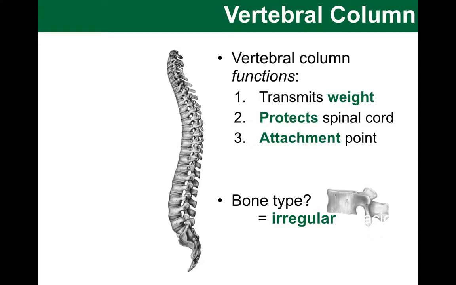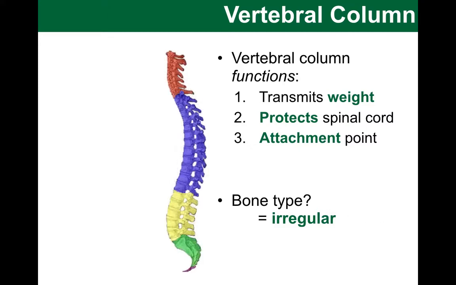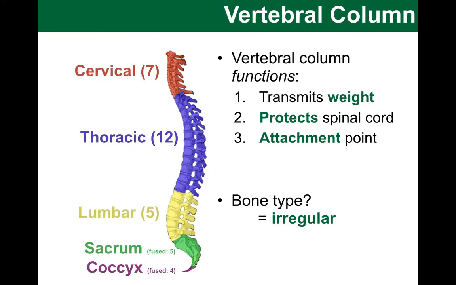But let's simplify this for us. I have 5 regions of the vertebral column that I want you to know. These are 7 cervical vertebrae, 12 thoracic vertebrae, 5 lumbar vertebrae, and the sacrum, which in an adult is fused but initially starts as 5 parts, as well as the coccyx, which again is fused but starts as 4 parts.